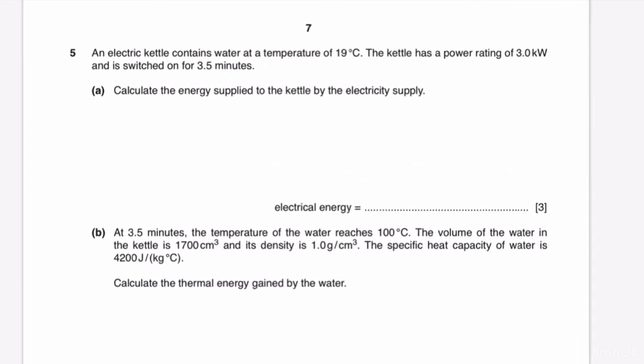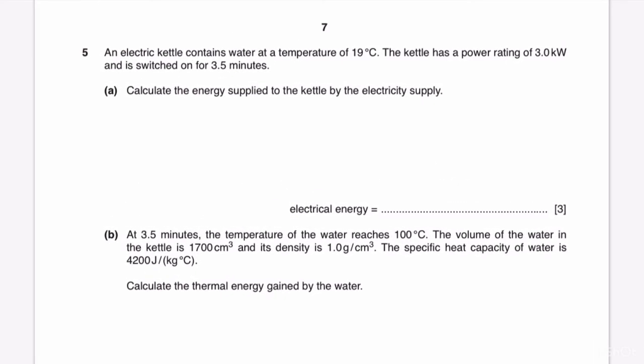Okay, question number 5. An electric kettle contains water at a temperature of 19 degrees Celsius. The kettle has a power rating of 3 kilowatts and is switched on for 3.5 minutes. Calculate the energy supplied to the kettle by the electricity supply. Okay, we have to calculate energy. We have the temperature, we also have the power rating, and we also have the time. I have noted the time and temperature.